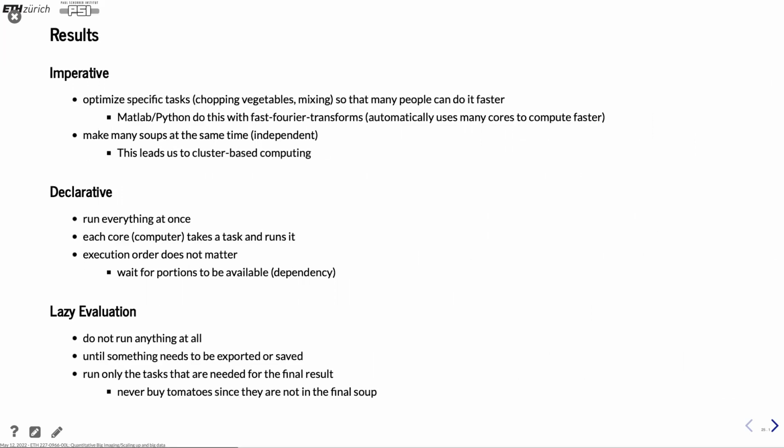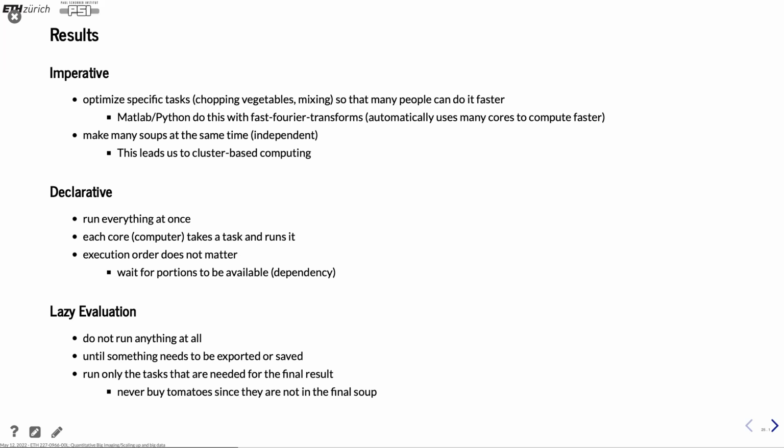So what we can do in imperative is optimize specific tasks, making them faster and more efficient. For example, we have the MATLAB Python way of doing the fast Fourier transform, where there is already a library function that does this, and it's optimized to do it very fast, and that's good for finishing that step. And if we have many soups at the same time, we could actually boil soup 1, 2, 3, and 4 and run them in parallel. And that would lead us into some kind of cluster-based processing.